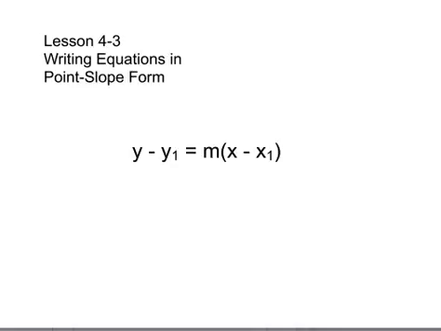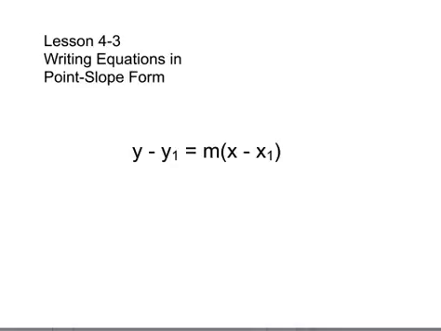Today we are looking at point slope form, and this is the form that it takes: y minus y1 equals m times x minus x1. The y and the x are just like we're used to seeing in slope-intercept form, y equals mx plus b. Where are we used to seeing a y1 and an x1? In the slope formula, which has a y1, a y2, an x1, an x2.